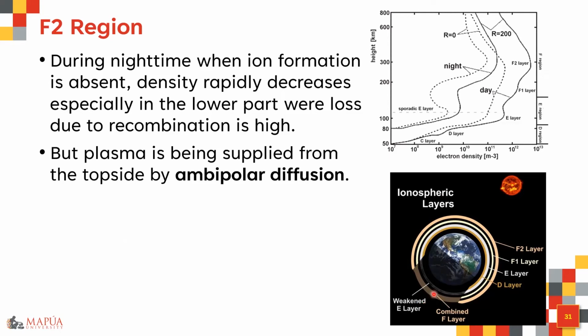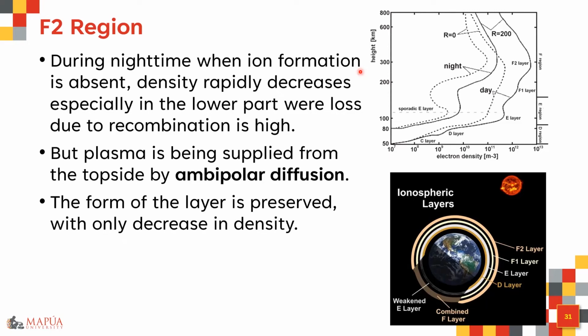So this ambipolar diffusion is the process that maintains the electron density during the nighttime. Again, during the nighttime, because the photoionization process is absent, ambipolar diffusion becomes dominant, thus preserving some of the ionization. So the form of the layer is preserved, but the density is decreased. This Chapman layer is maintained, but the density is reduced.